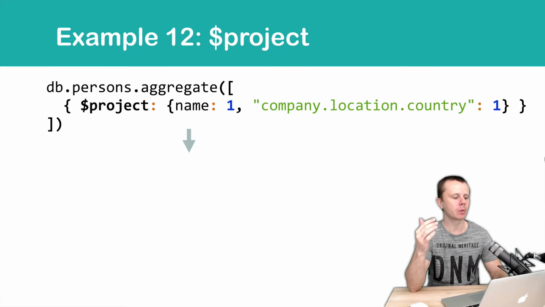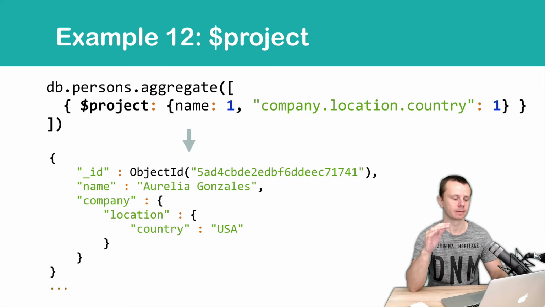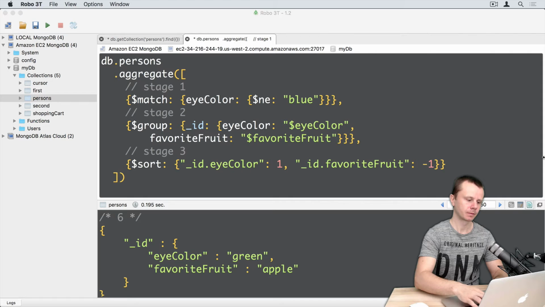As a result, we will get documents like this. So underscore ID, then name and company.location.country. So it is a nested field. Okay, let's look at this example in action.